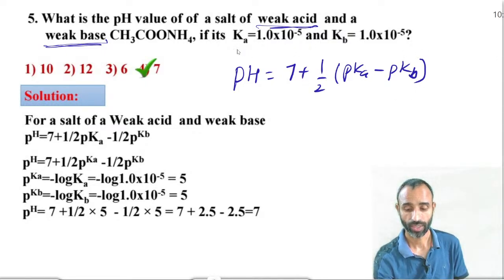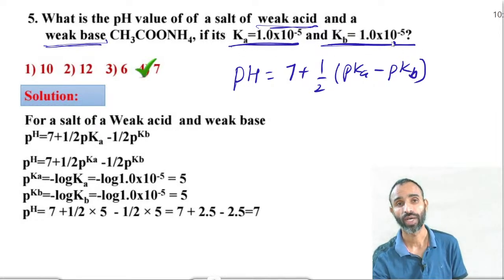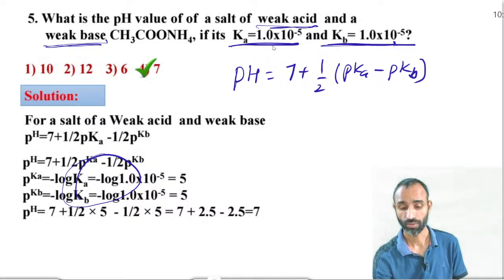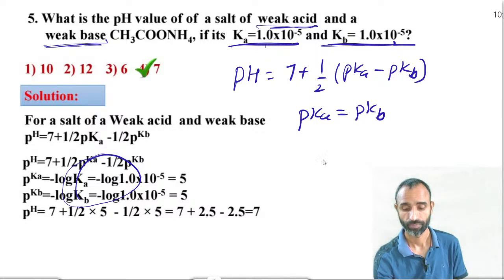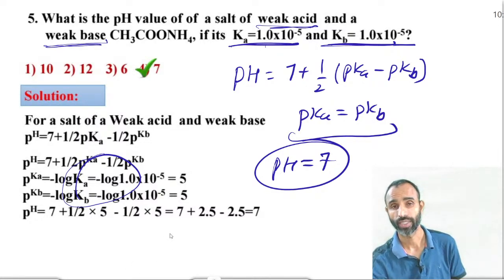So here, see, the value of Ka and Kb is the same. There is no need to do all the calculations, because if the Ka value is the same as Kb, pKa is equal to pKb, and therefore pH is 7 only. So here no need to calculate it.